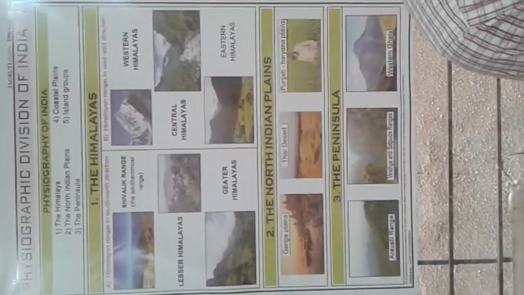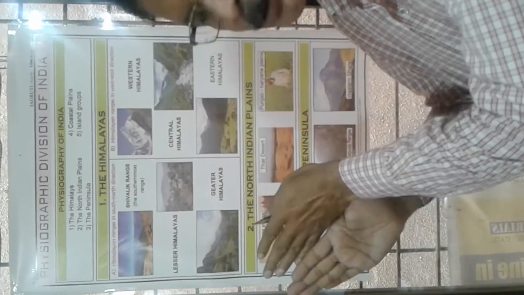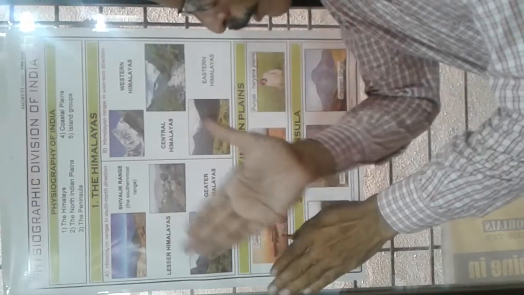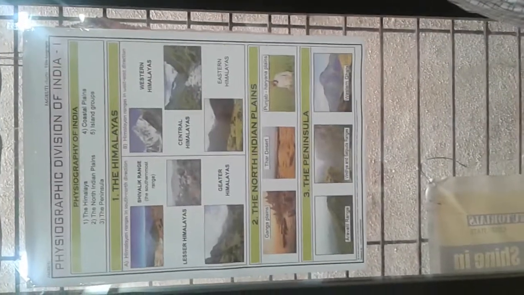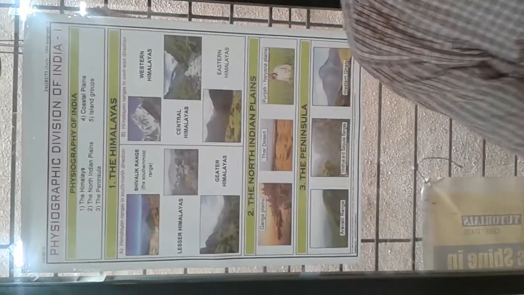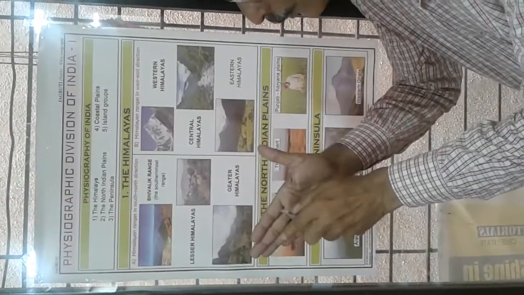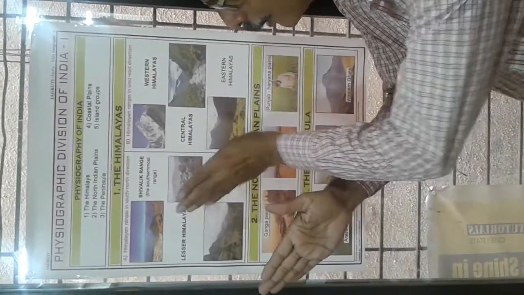Now the Himalayas are not a single mountain, but parallel ranges. One mountain, a parallel mountain to it, then another parallel mountain to it, then another. It's not one single mountain, but parallel mountains, one ahead of the other. There are different parallel ranges as you see.